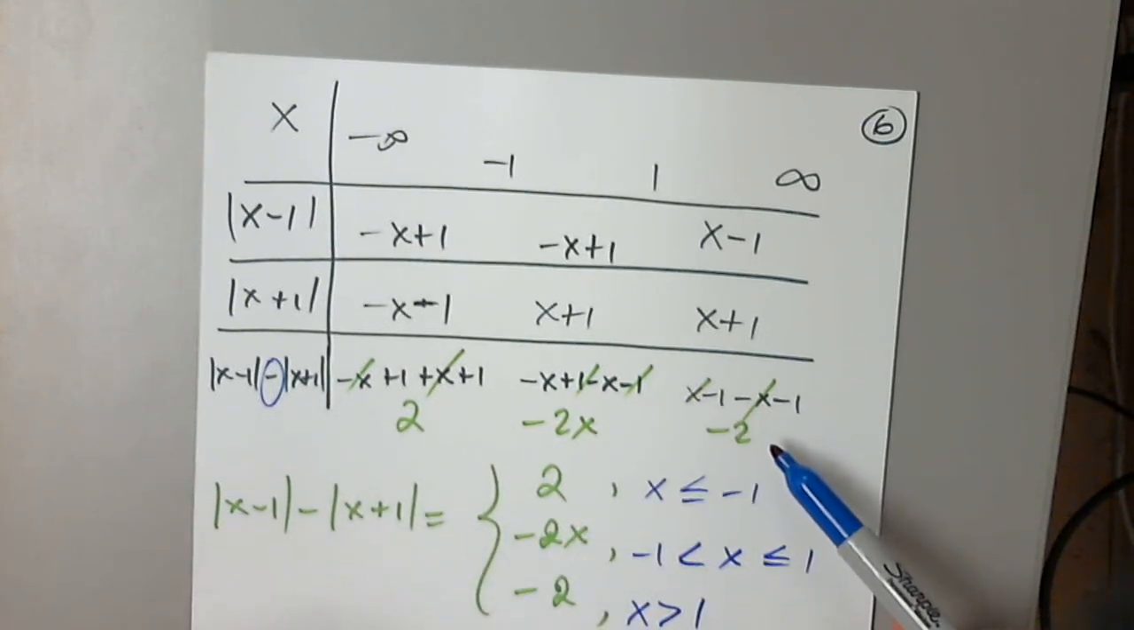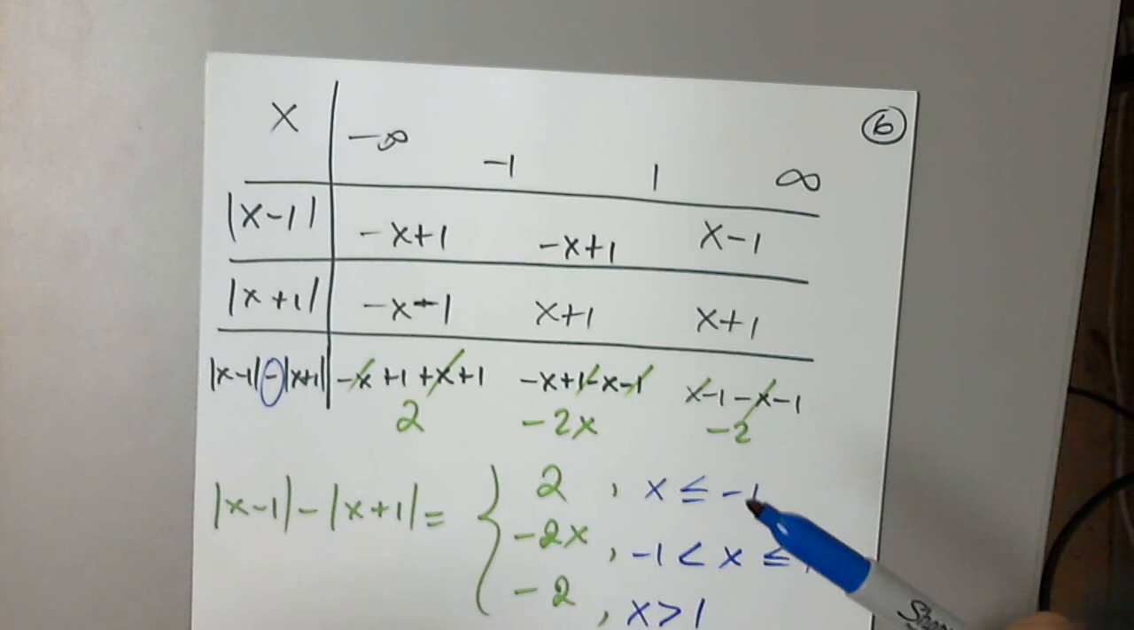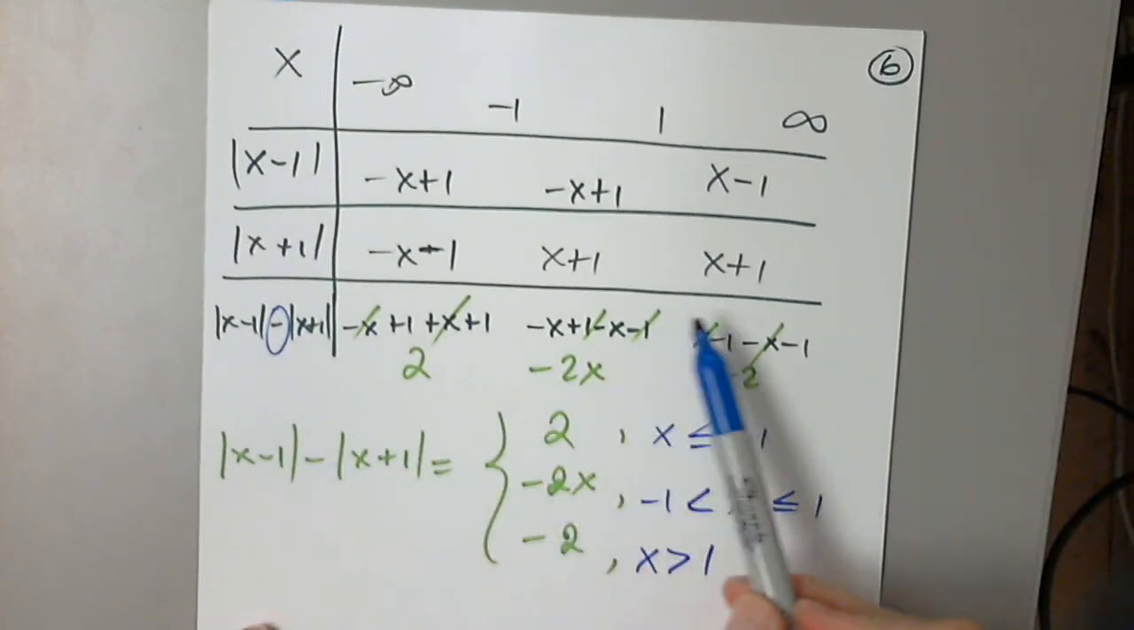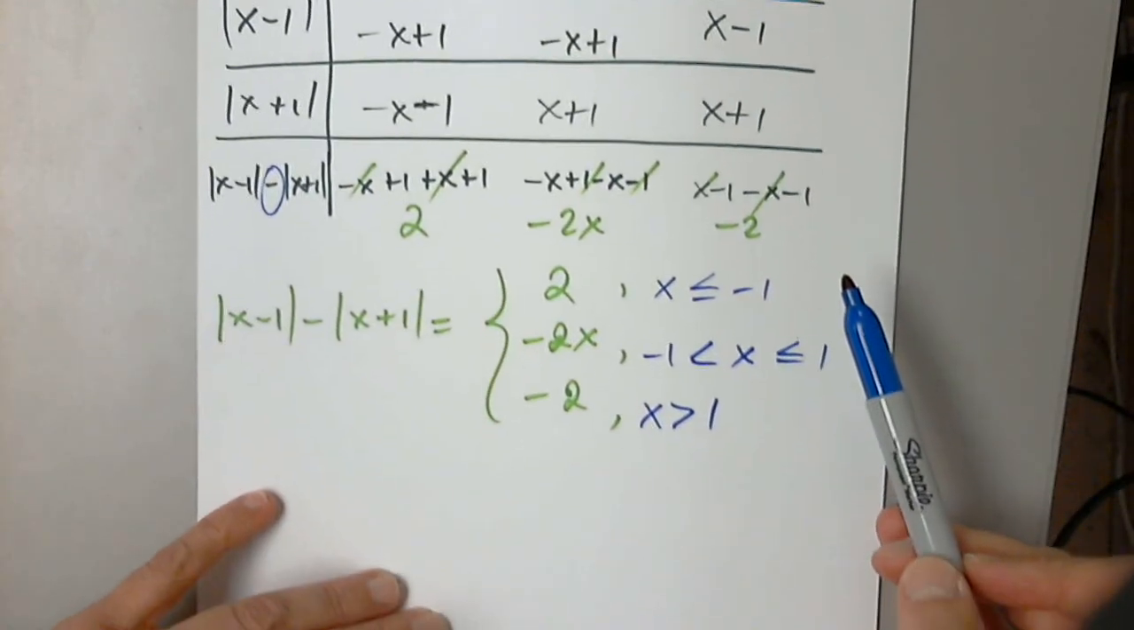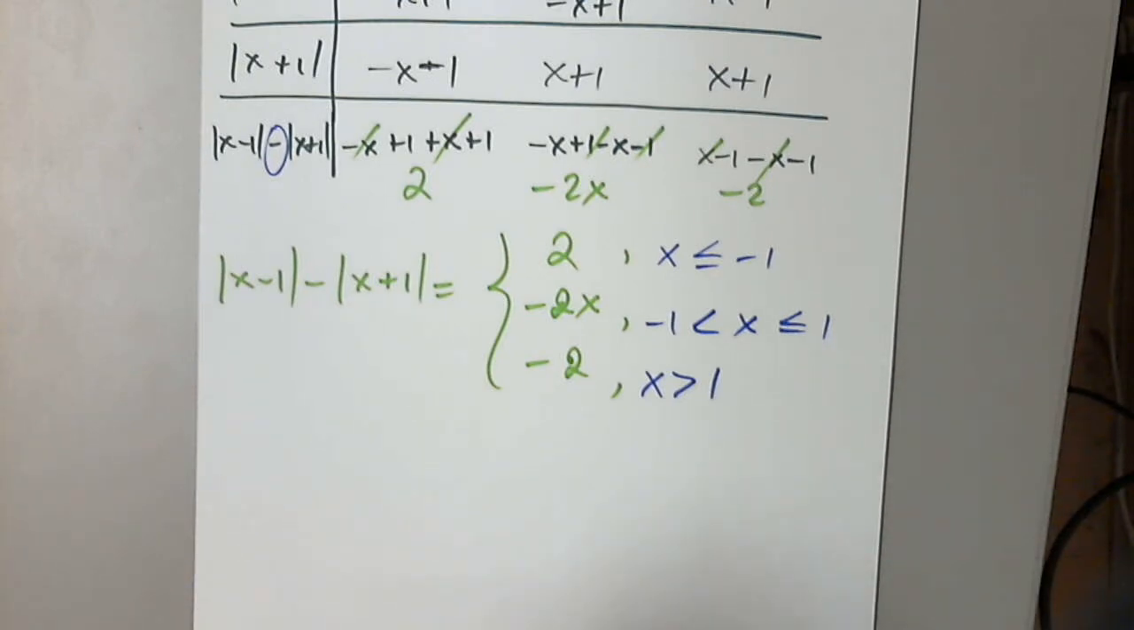I'd rather go back and check. Maybe you see something and it's an error. So x minus 1 and then minus x minus 1. Is that okay? Okay, perfect. So now we can finally answer the question.